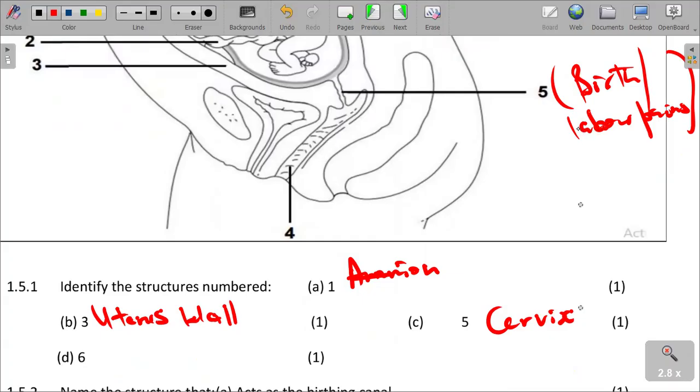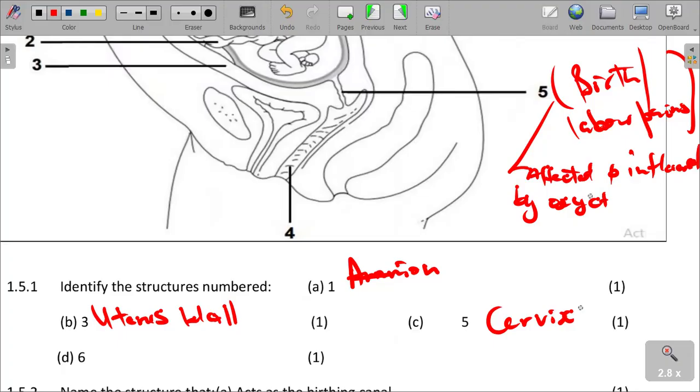And then we also said that there is the oxytocin hormone which works on it. It is also affected and influenced by the oxytocin hormone. It is a hormone that promotes labor pains, which works on the cervix. So please note that is what the cervix is.